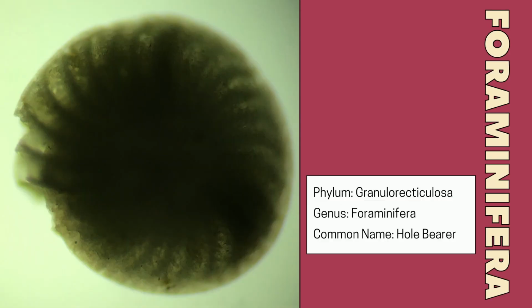Next, we have Foraminifera, also known as hole bearers. It comes from the phylum Granuloreticulosa. These organisms have cells that are surrounded by plasma membranes. Their shells are made of calcium carbonate and have multiple chambers. These organisms eat and move using long, thin pseudopodia called reticulopodia. Lastly, they are mostly present in oceans but could also be found in fresh and brackish water.